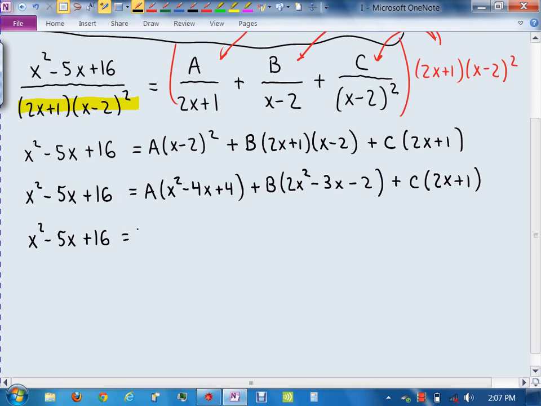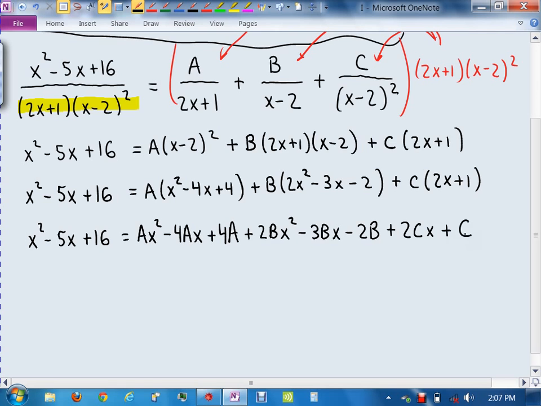Okay, so I'm going to distribute this a through. I get ax squared. Watch how I write this. Minus 4ax plus 4a. So the a just went through there, didn't it? And then my next one is going to be plus 2bx squared minus 3bx minus 2b plus 2cx plus c. Do you all agree with that?